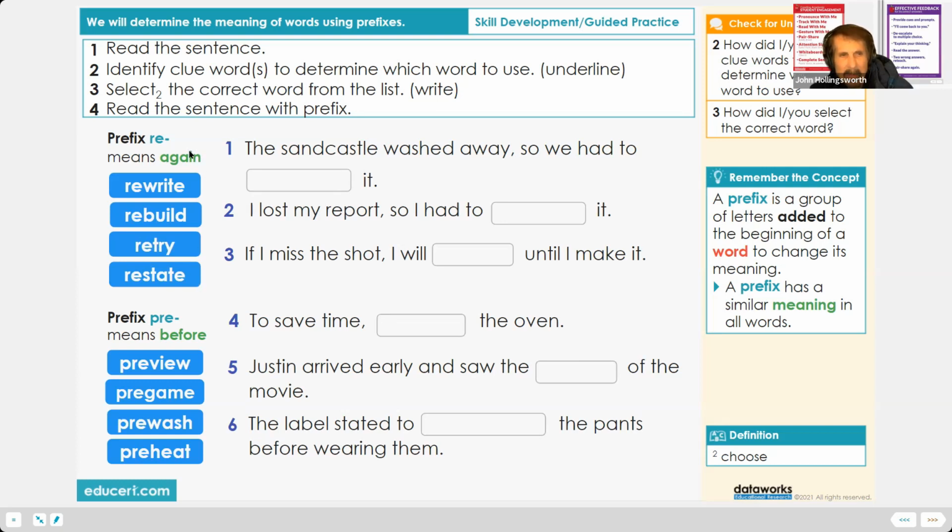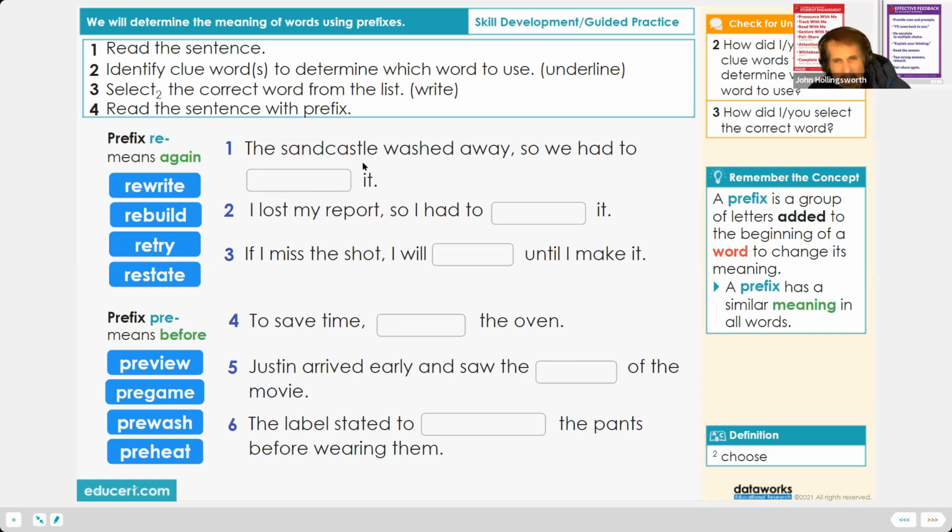Now remember, re- means to do again. So we have to write again, or build again, or try again, or state again. And state means to say, to tell. So now we're trying to decide. Let's look at number 2. Let's read, go. Identify clue words to determine which word to use. So we're going to underline that. So when it washed away, we had to, are we going to rewrite, rebuild, retry, or restate it?